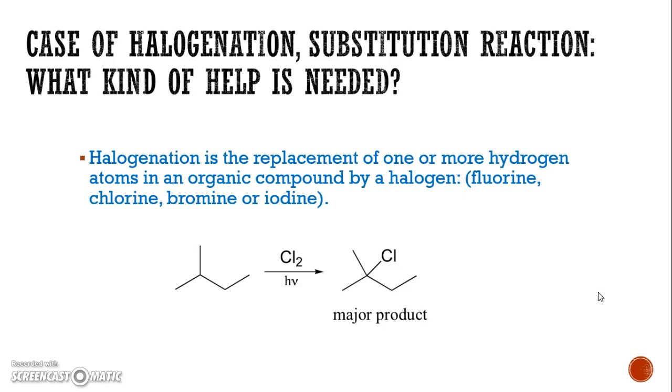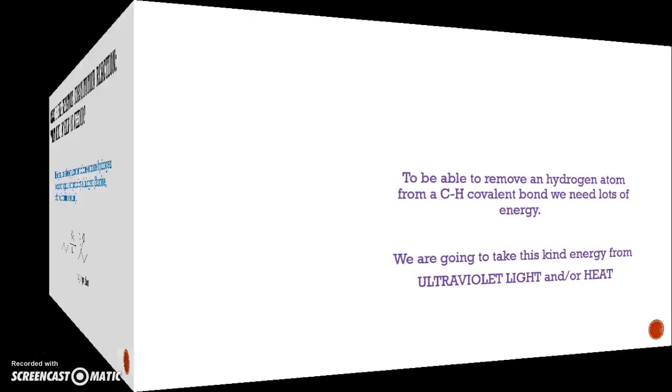You have here an example of 2-methylbutane, with carbons 1, 2, 3, 4 and a methyl group, that we are going to chlorinate. This symbol means ultraviolet light, and the main product is here. That means we are taking the hydrogen from the tertiary carbon, which is the least stable of all the carbons.